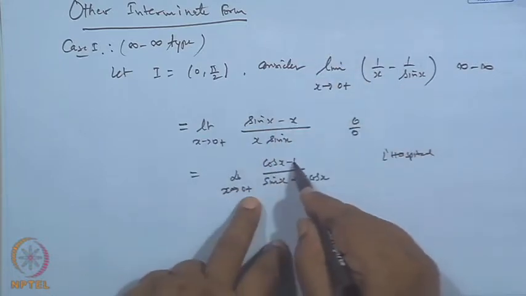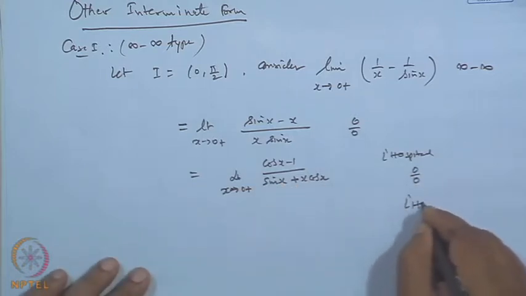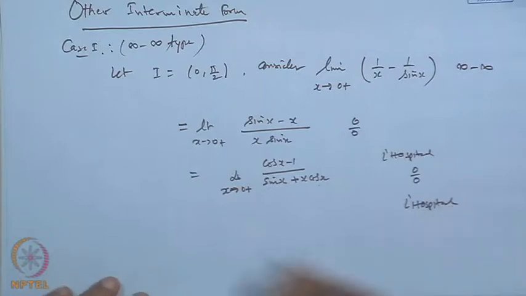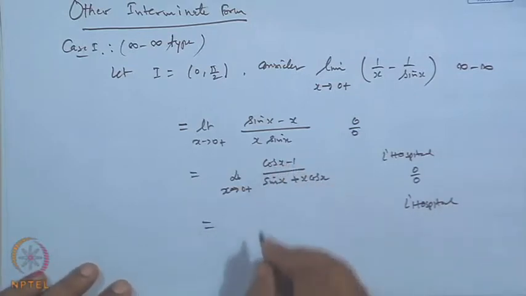Now, as x tends to 0, it is 0, again 0. So, it is again 0 over 0, so further apply L'Hospital's rule. Because all the f(x) and g(x) satisfy the conditions of L'Hospital's rule.